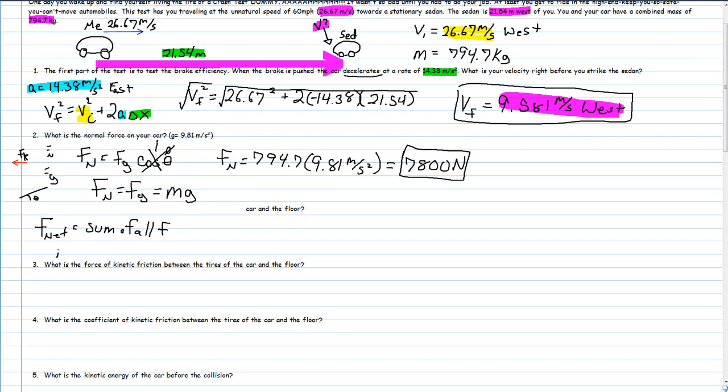I also know that the net force, F net, equals ma. So because my net force equals my force of kinetic friction, and I know the acceleration of my car as being 14.38 meters per second squared, and the mass of my car being 794.7, the force of kinetic friction equals 794.7 times my acceleration, which is 14.38. And in this case, I get my force of kinetic friction as 11,430 newtons, and in this case, it's going to be to the east.